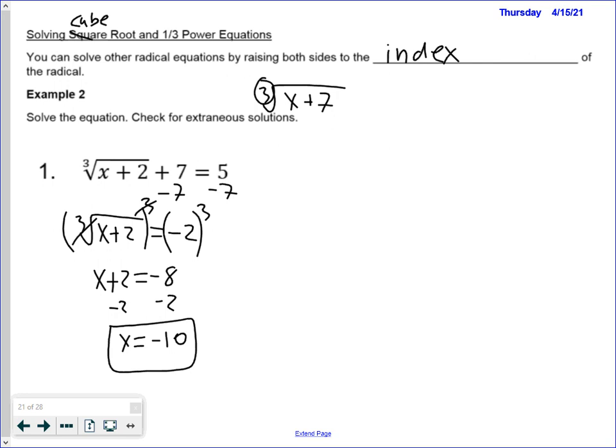And I know in the example it says check for extraneous solutions, but since we're dealing with cube functions and cube roots, we don't actually have to check for extraneous solutions because every cube root is unique. You're not going to have two of the same number giving you the same cube. Unlike with square roots, where 2 and negative 2 both give you 4 when you square them, 3 and negative 3 will give you two different results when you cube them. So every cube root is unique.